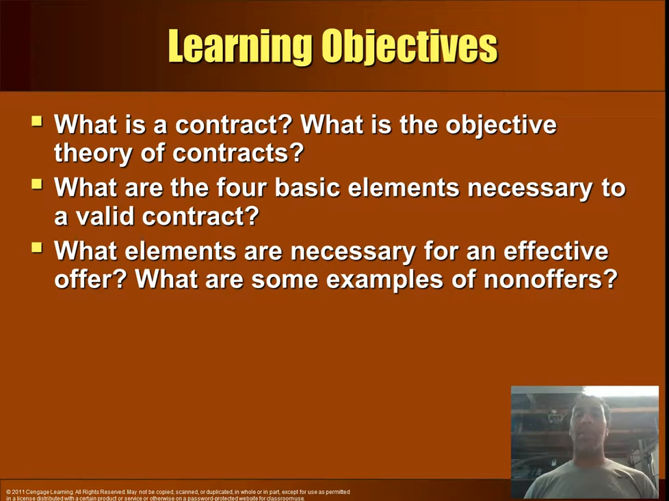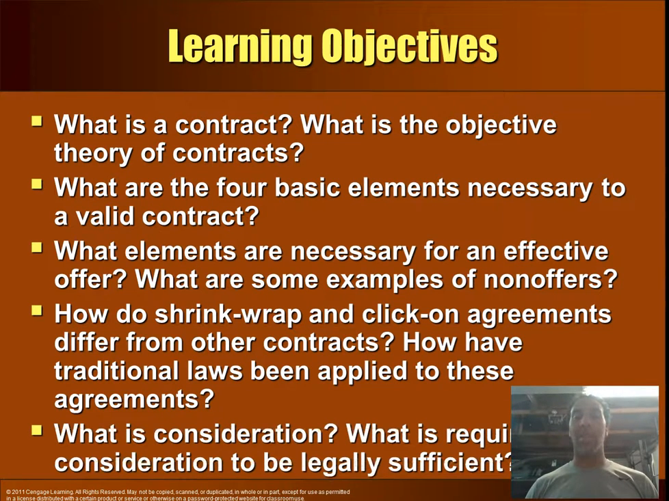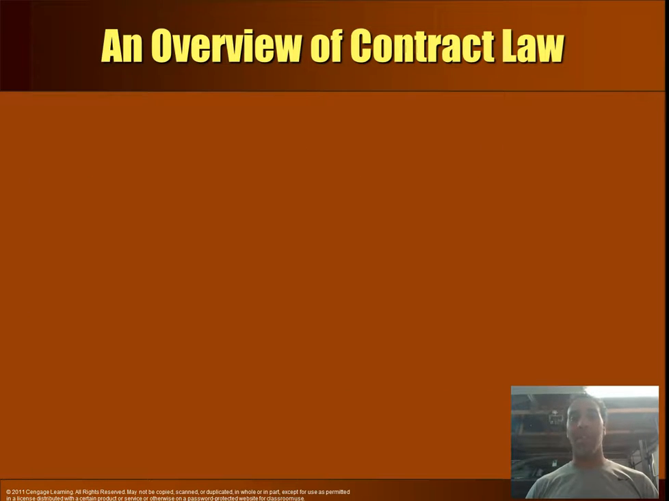What elements are necessary for an effective offer? What are some examples of non-offers? How do shrink wrap and click-on agreements differ from other contracts? You see these a lot in terms of shipping and then also computers. How have traditional laws been applied to these agreements? And what is consideration and what is required for consideration to be actually legally sufficient?